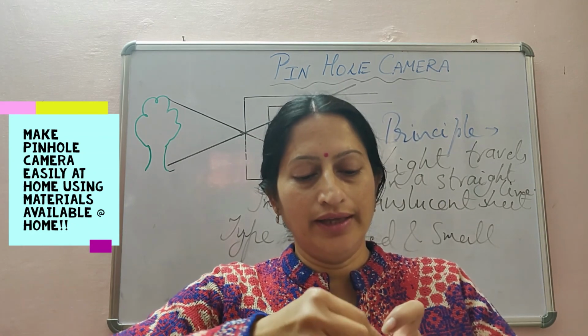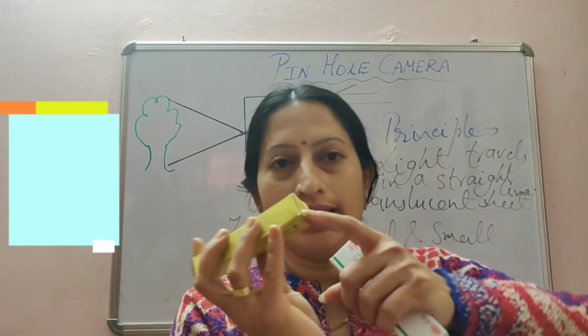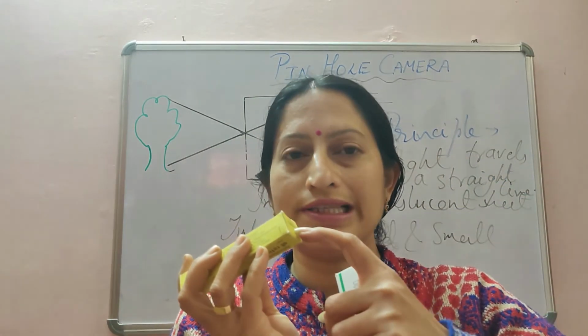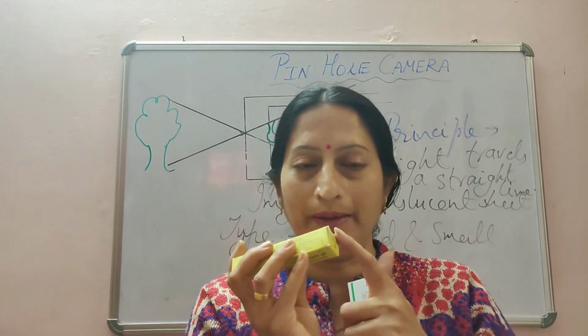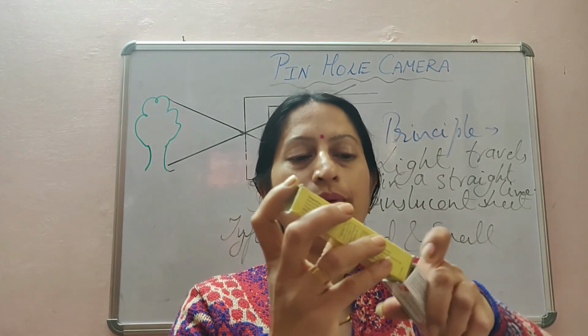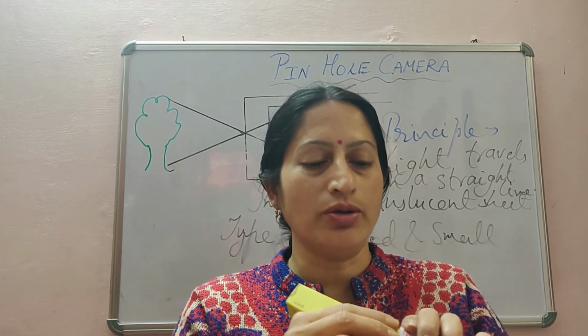And then we have to cut a small slit on this side and paste a translucent butter paper on it, and then this part will be inserted inside the bigger box or bigger carton.